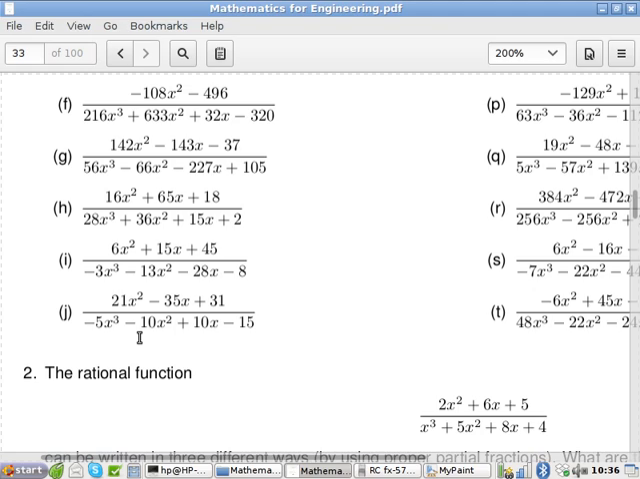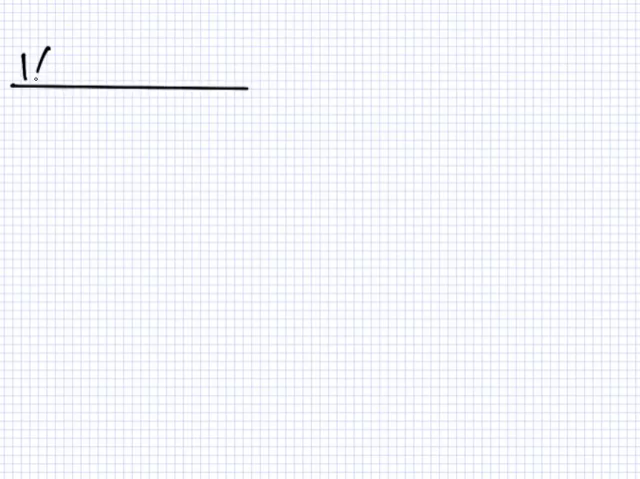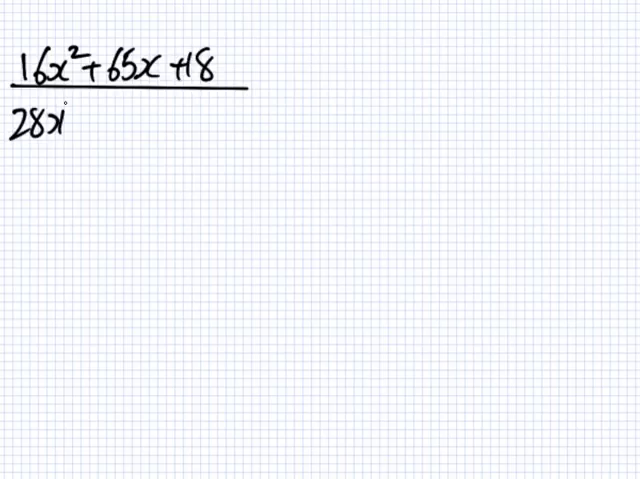Got that? Okay. So what is the story for H then? What do you have on the top? 16x squared plus 65x plus 18, over 28x cubed plus 36x squared plus 15x plus 12.